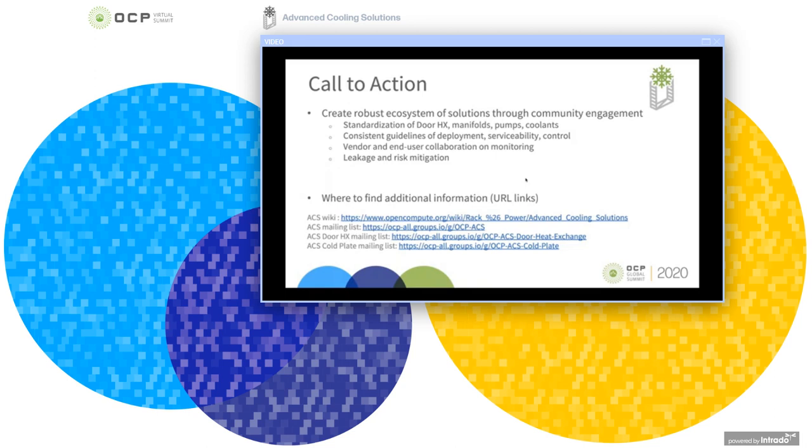As we get to the call to action slide, we want to highlight that this Air Assist workstream is a fruit of OCP's Advanced Cooling Solution work threads and work streams. So big kudos to those teams.